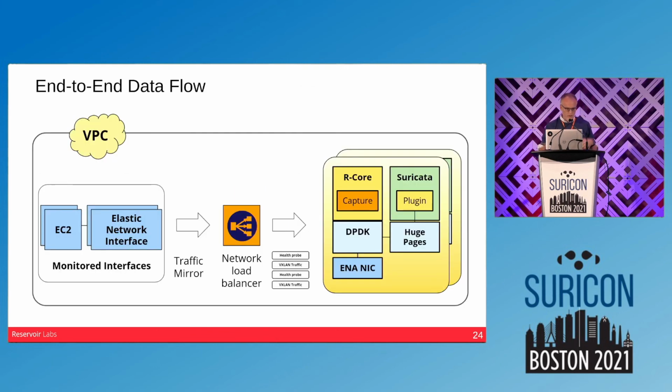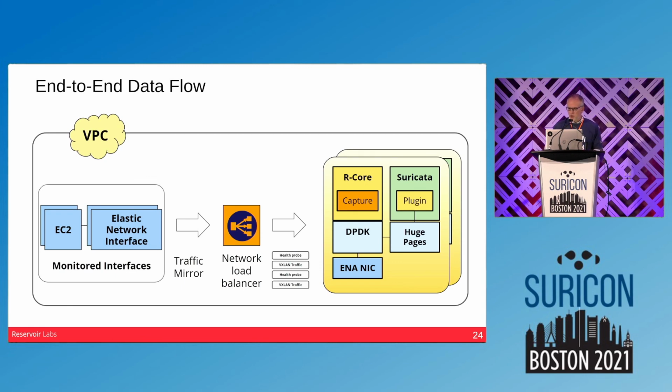So that's how you could deploy your instances. That's the end-to-end data flow. Basically, start again from the left to the right. You have your monitored instances. We mirror their traffic. The target of the mirror is the NLB, which then load balances the traffic against a set of Suricata instances. And here you have your traffic, which is a mix of health probes and your VXLAN traffic, basically.